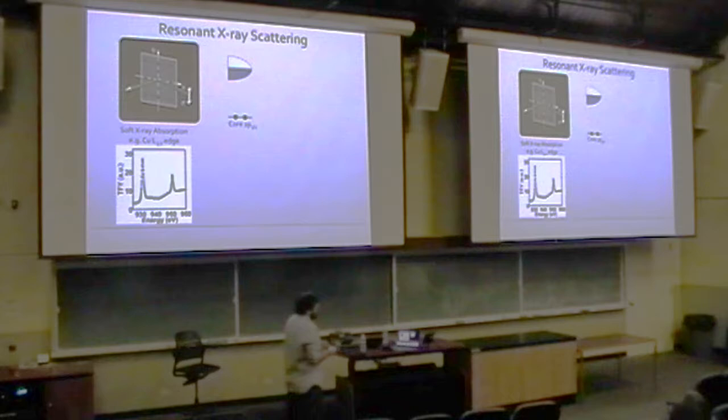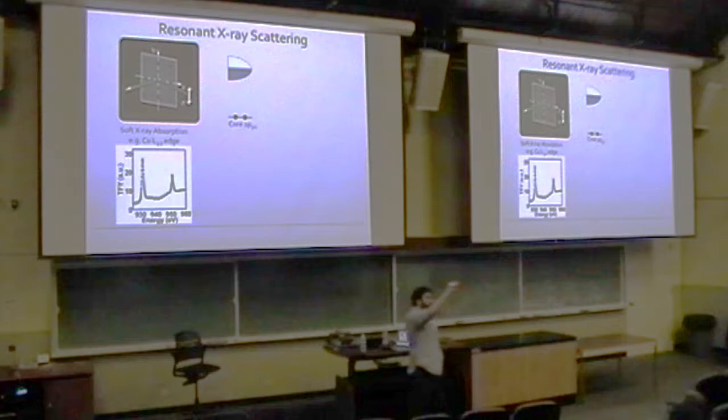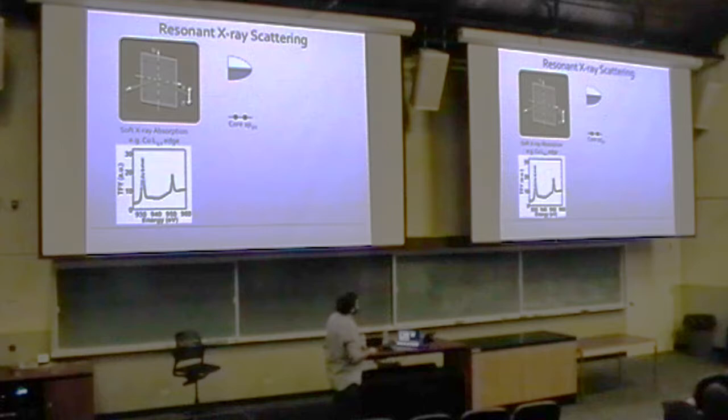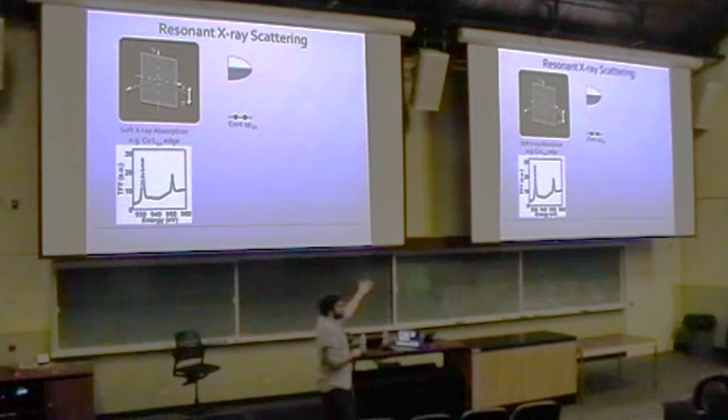But there might be a situation where instead you want to measure one specific electronic state related to one specific orbital of one specific atom in the sea of all those electrons, okay? And then you have to use resonant X-ray scattering. And the way it helps you to do this is quantum mechanics. So what are you going to do? You're going to find a particular resonance.